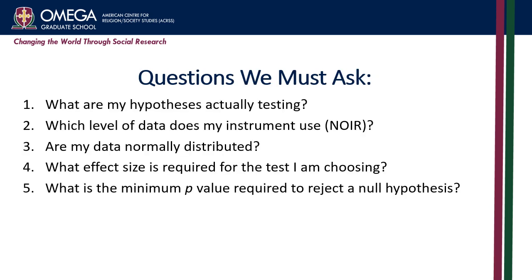At the beginning of this tutorial, we reviewed some of the questions we have to ask when choosing a statistical test, and let's review those again. Number 1, what are my hypotheses actually testing? Number 2, which level of data does my instrument use? Nominal, ordinal, interval, or ratio data? Number 3, are my data normally distributed? Number 4, what effect size is required for the test I'm choosing? And number 5, what is the minimum p-value required to reject a null hypothesis? And by and large, that's going to be p is less than 0.05.